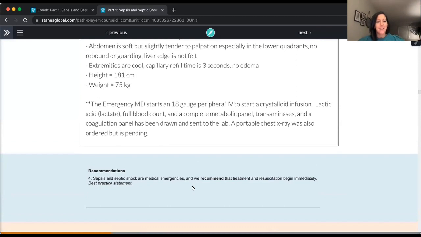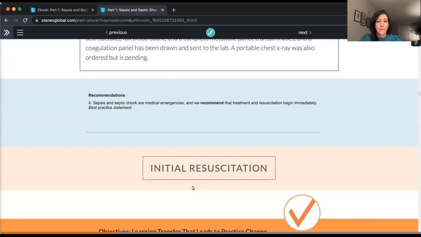So the fourth recommendation is that sepsis and septic shock are medical emergencies, and we recommend that treatment and resuscitation begin immediately. So we're doing the right thing for Mr. J. He's on some oxygen for his hypoxemia. We've got an IV started for crystalloids. We've sent some labs. We've sent for an X-ray. So that actually concludes the first section.